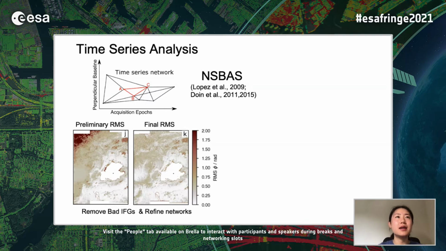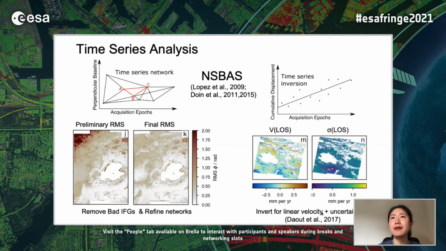We analyzed the time series networks with the NSBAS method. In particular, we use the statistical products to identify the bad interferograms that are causing high misfits. We then remove those bad interferograms and refine the networks until we get a clean misfit map. Once we are happy, we invert for a linear velocity through the time series per pixel and get the associated uncertainties.